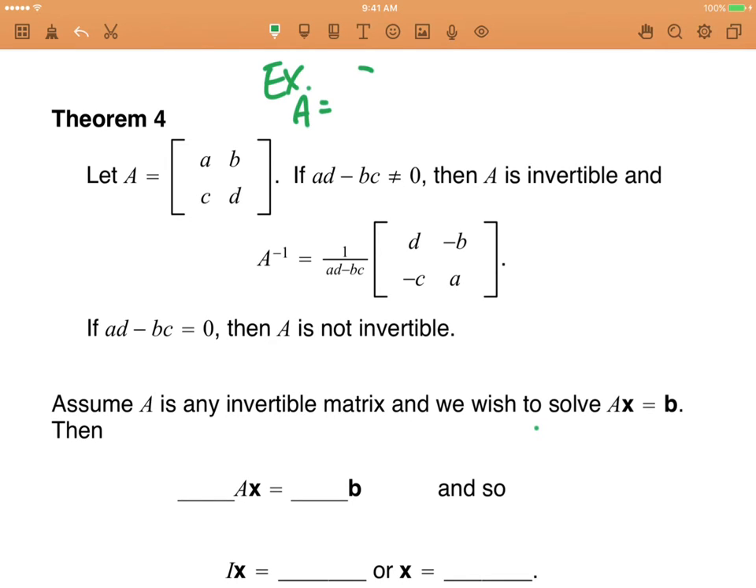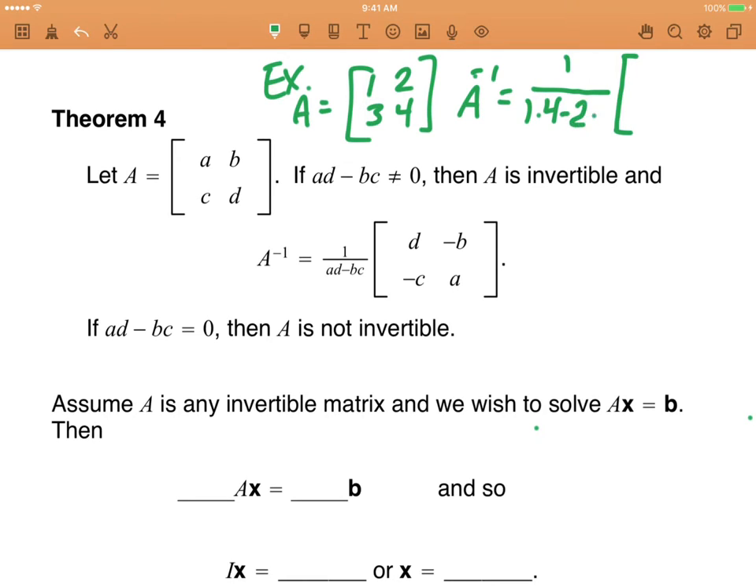Suppose I have A equal, and I'll just use generic numbers, 1, 2, 3, 4. Okay, then to compute A inverse, I'm going to leave a little space in front here. Well, I'll go ahead and do that part first. So it's 1 over 1 times 4 minus 2 times 3. You might notice that that's the main diagonal minus the other diagonal, which is the easy way to remember that. So 1 times 4 minus 2 times 3.